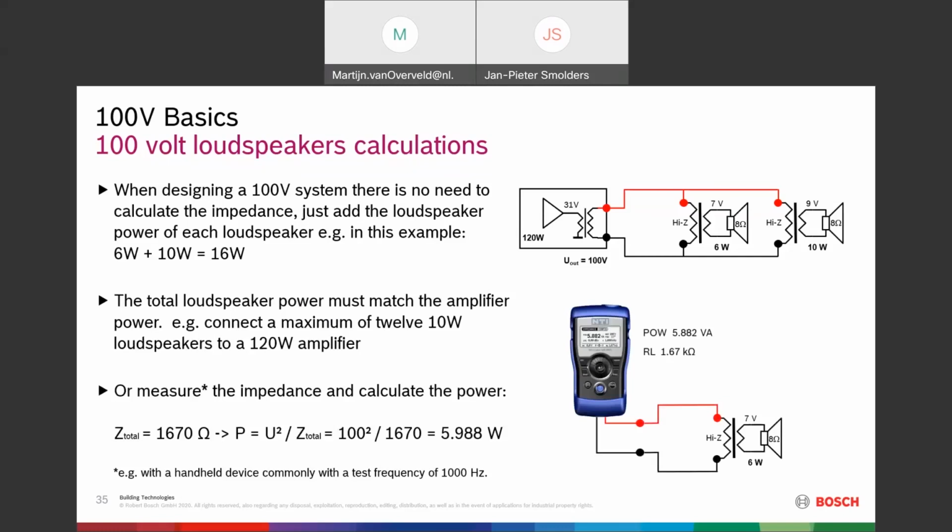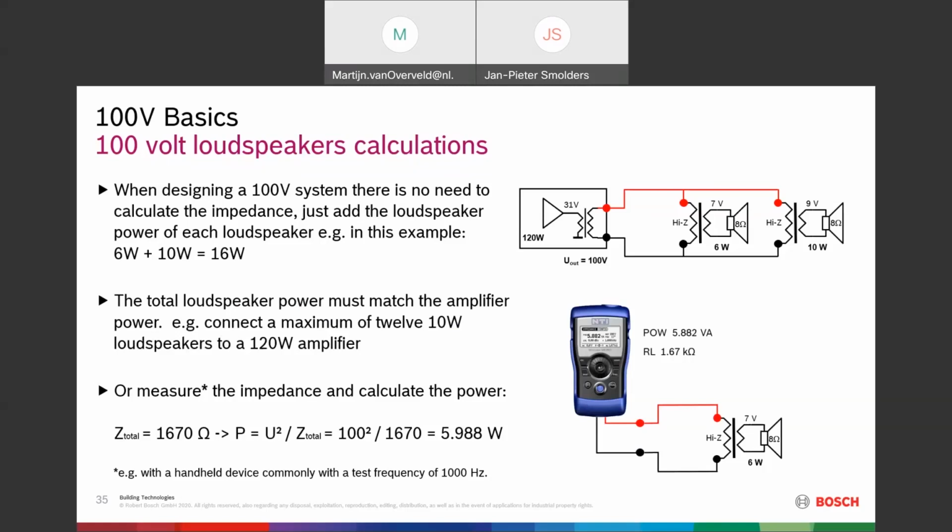Also, if you have an impedance measurement device, like you see here, you can measure it with a handheld device. Just connect it to the loudspeaker line, and you will see the total power connected to the line, or the impedance connected to the line. And if you know the impedance, of course, you can calculate the power. Like you see over here, we have measured 1670 ohm.